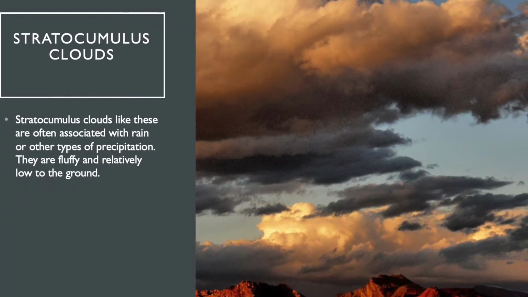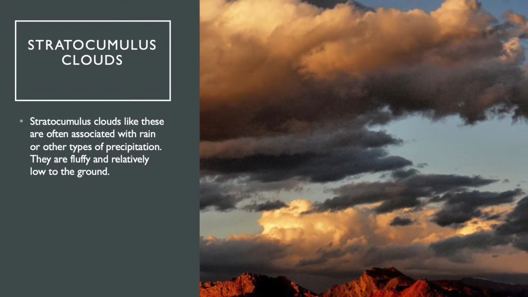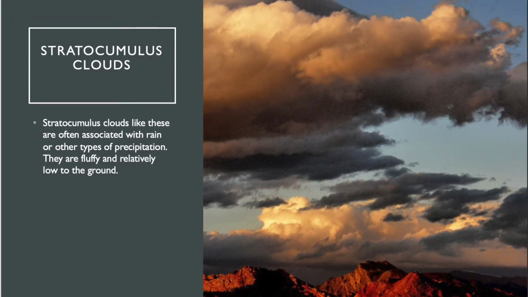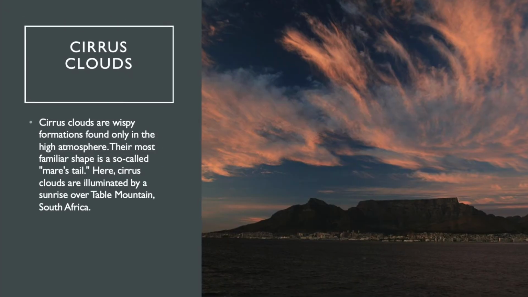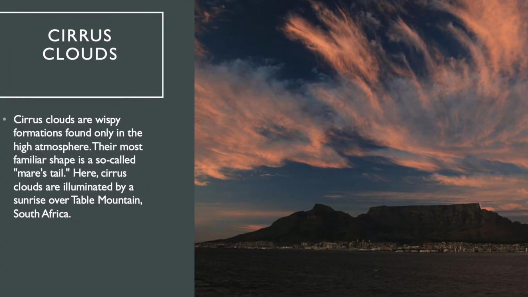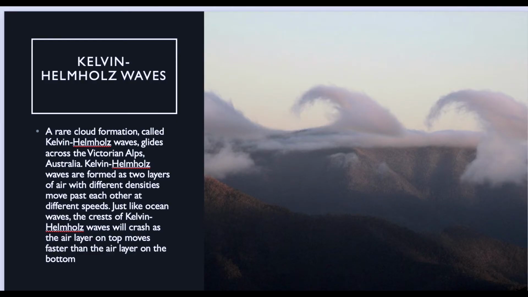First, we have stratocumulus clouds. They are associated with rain. We have cirrus clouds that are associated with mare's tail-looking clouds. We have Kelvin-Helmholtz waves, which use air density and create waves that look like the ocean, and lenticular clouds, which look like lenses.